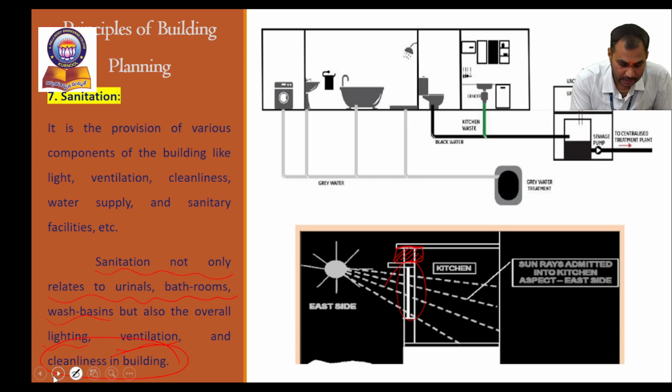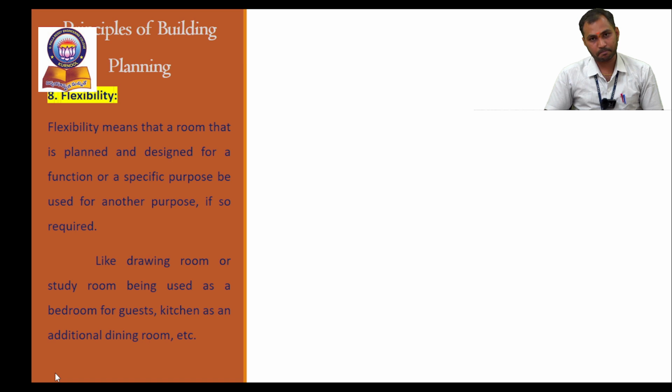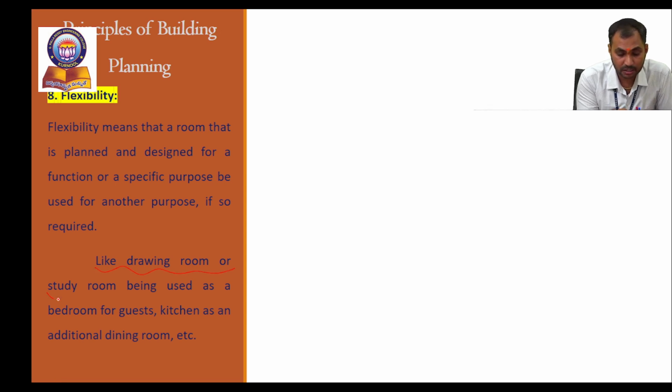Right. And next, the eighth one is flexibility. Flexibility means a room that is planned and well designed for a function or any specific purpose. Just as we have discussed, I want a very big hall. What is the purpose? Just to have functions, or to meet with all the gathering members, or else in that long hall I can make a small office room also. So a drawing room or study room can be used as a bedroom for guest purposes.